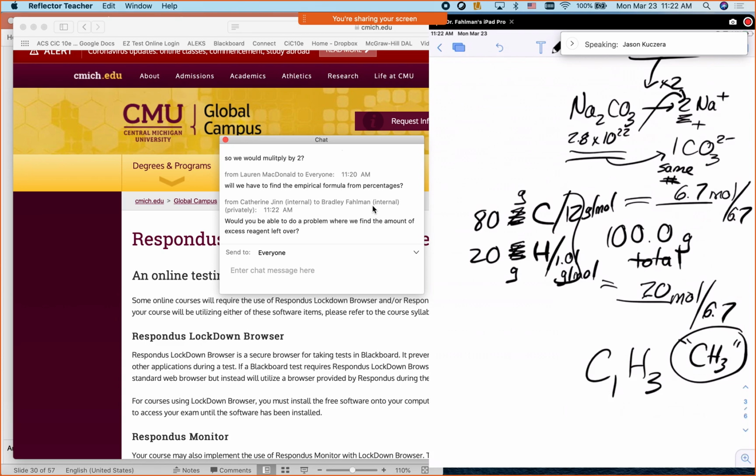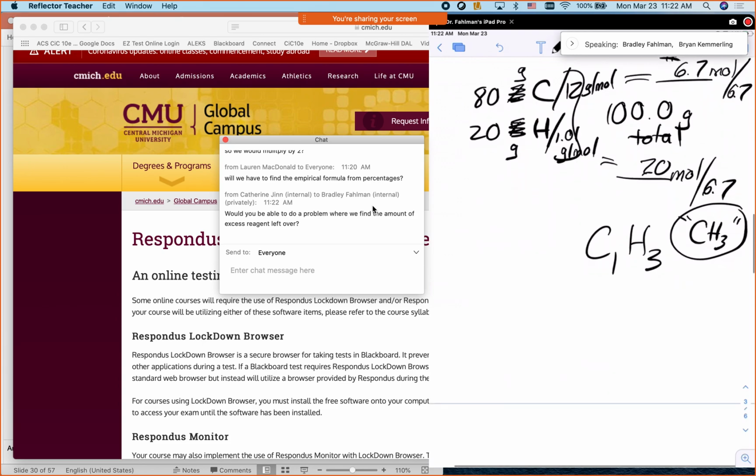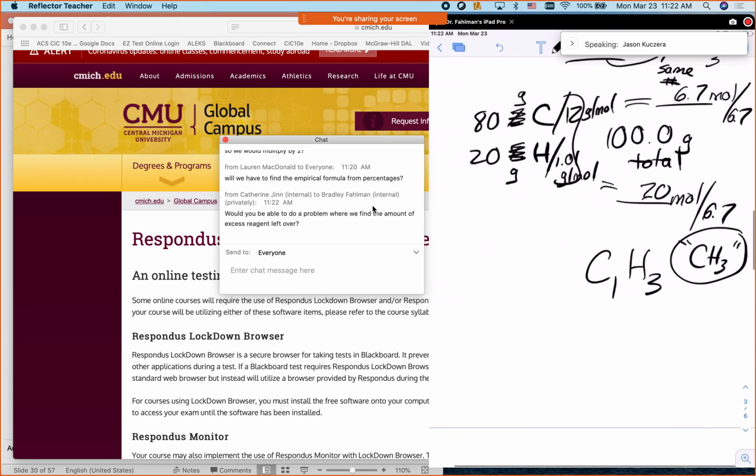Yeah, I can do one where there's excess reagent left over. Okay. So does this make sense? So the empirical formula one? Yeah.